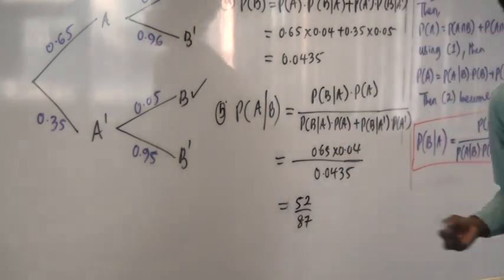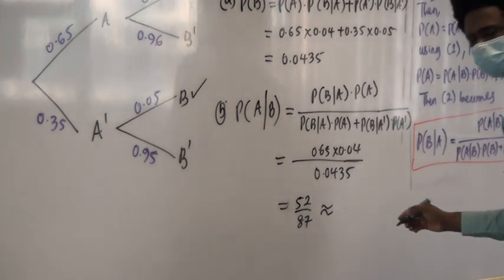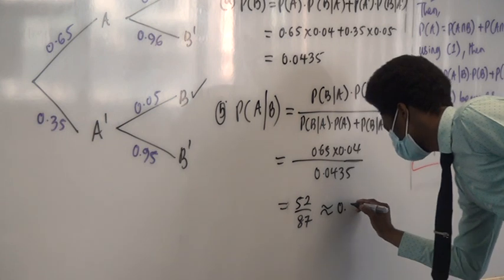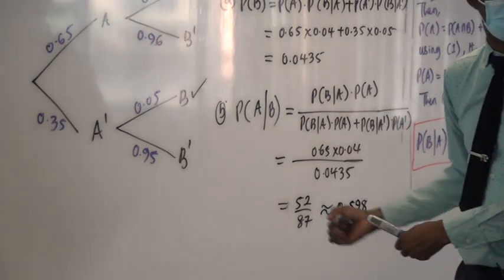Fifty-two over eighty-seven. Eighty-seven in decimal, does it terminate? No. Okay, so let's write three significant figures: 0.598. You can write either, whatever they want.